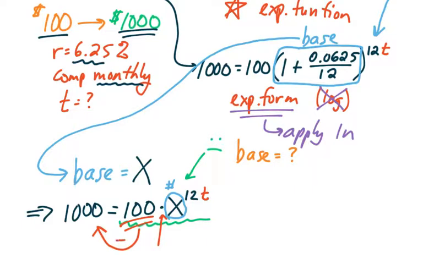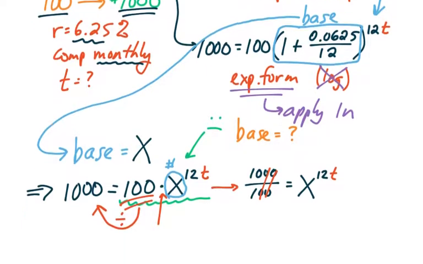So I think the best way to get rid of the 100 is, why don't we divide both sides? Okay, that would give me 1,000 over 100 equals my base that I was trying to solve for, 12t is my exponent. Okay, so I was trying to get x by itself, and it's great now. 1,000 over 100 just becomes 10.